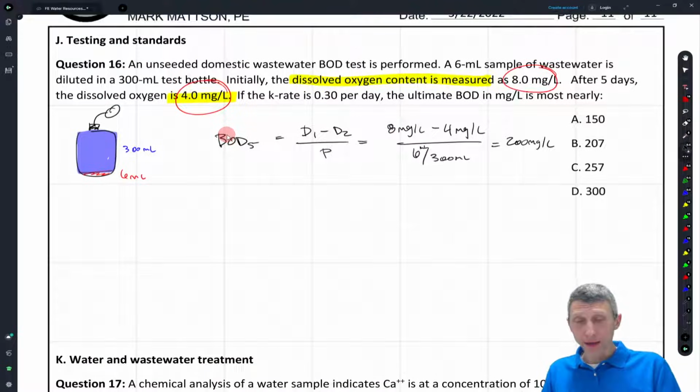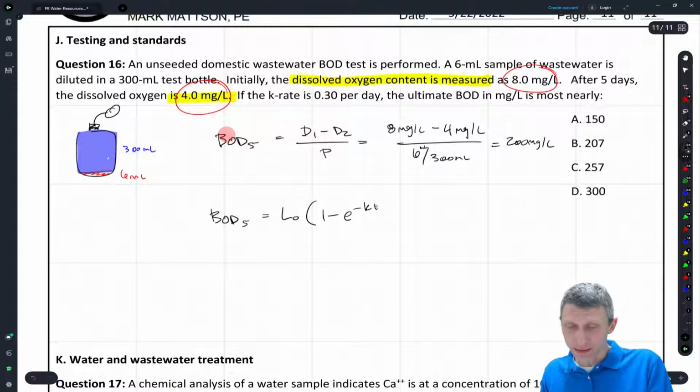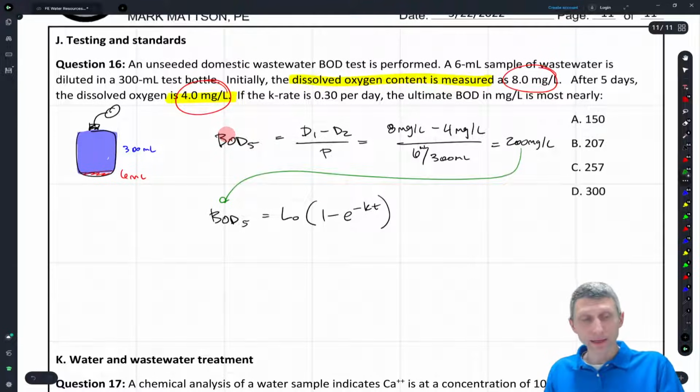So I'm going to come back here and I'll say the BOD, in this case, I'm going to say the time T5 equals the ultimate BOD times 1 minus e to the minus kt. Okay, and let me put my parentheses in the right spot here. So what I'm going to do is take this value that I just figured out here, and plug it in.